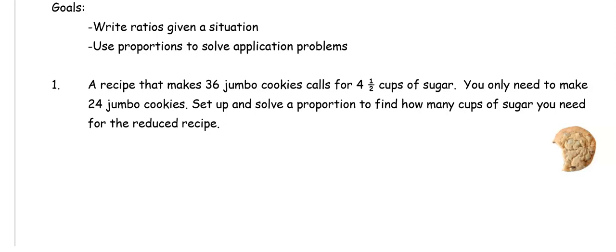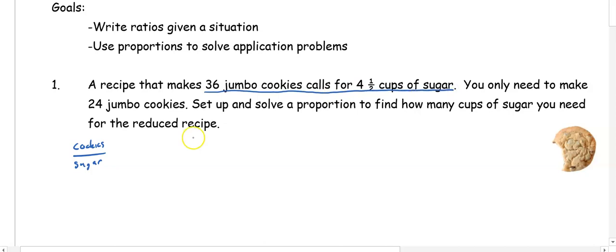So in this problem, we are comparing two items. We are comparing cookies to sugar. Now, it doesn't really matter which one you put on top and bottom as long as you keep it consistent. I usually do what starts the sentence first comes on top, and the second item goes on the bottom. So in the first sentence, we have 36 cookies calls for 4.5 cups of sugar. So we would have 36 over 4.5 equals.